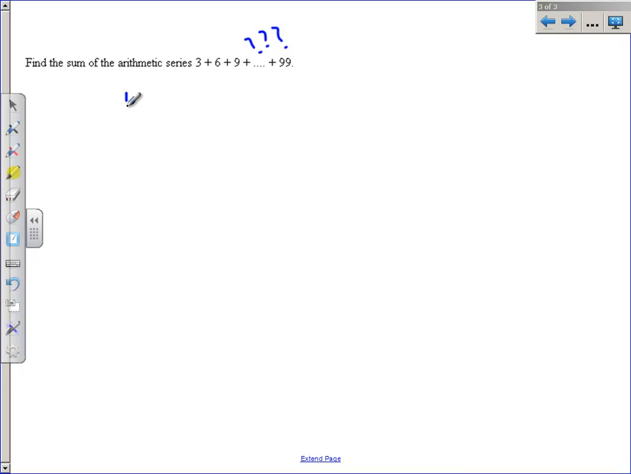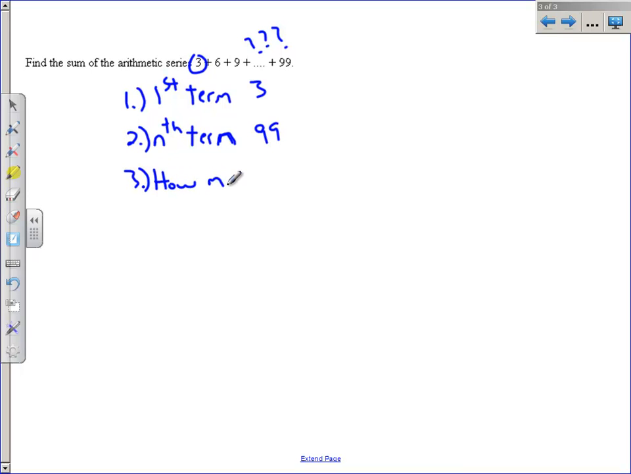This one is pretty easy to answer the first and the second question. What's the first term? Well, it's 3, because I'm looking right at it. That's a sub 1. What's the last term, or the nth term? Well, that's pretty easy. That's 99. But what's not so easy is that dot dot dot. They left us hanging. How many terms are there? This is not the easiest thing to answer.